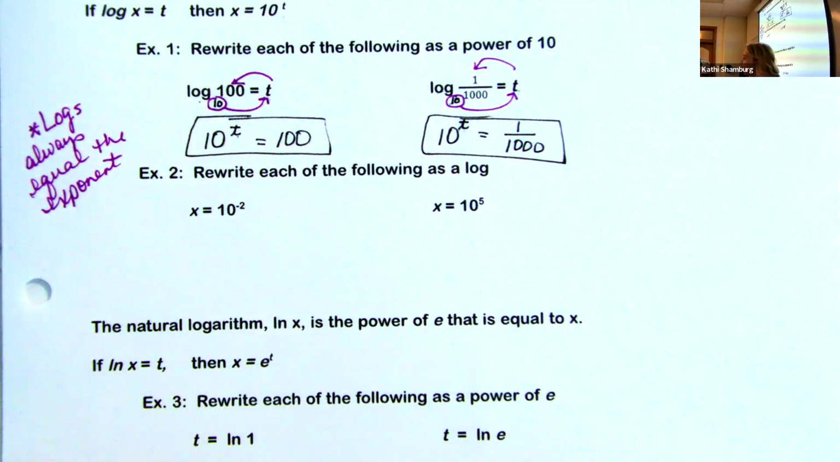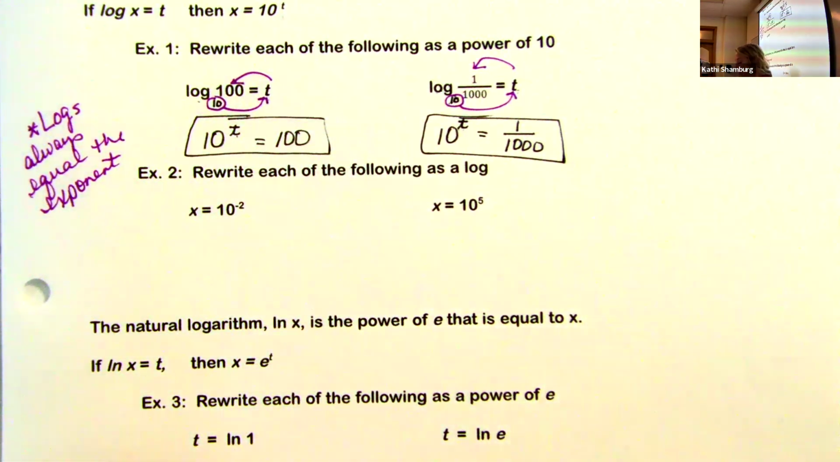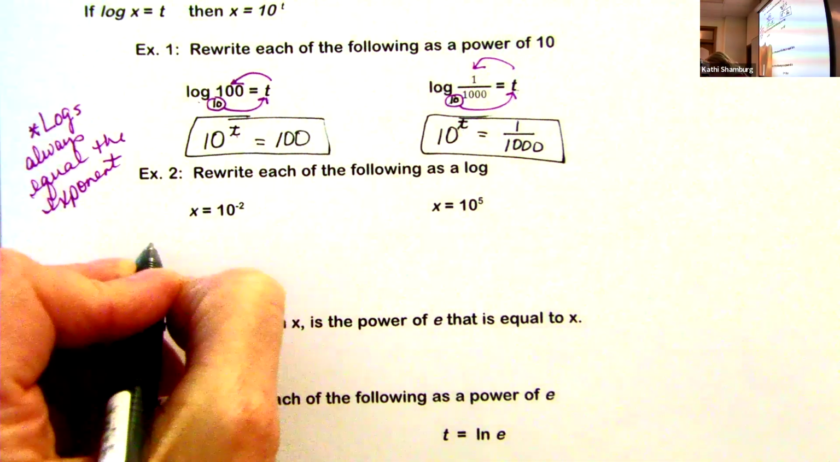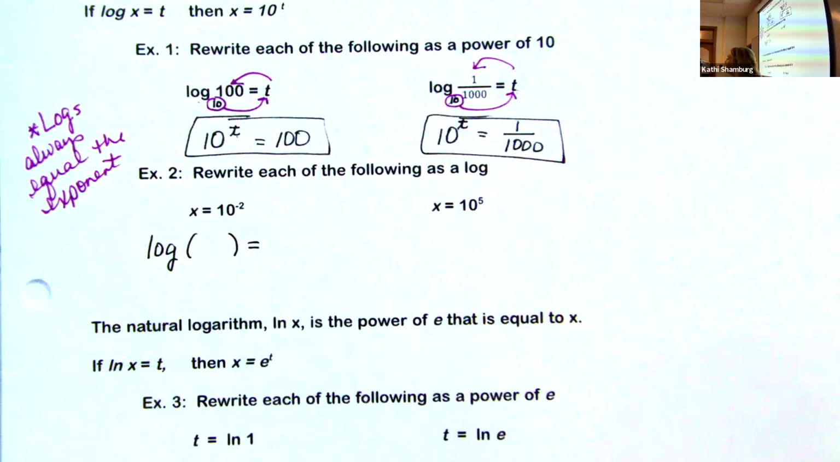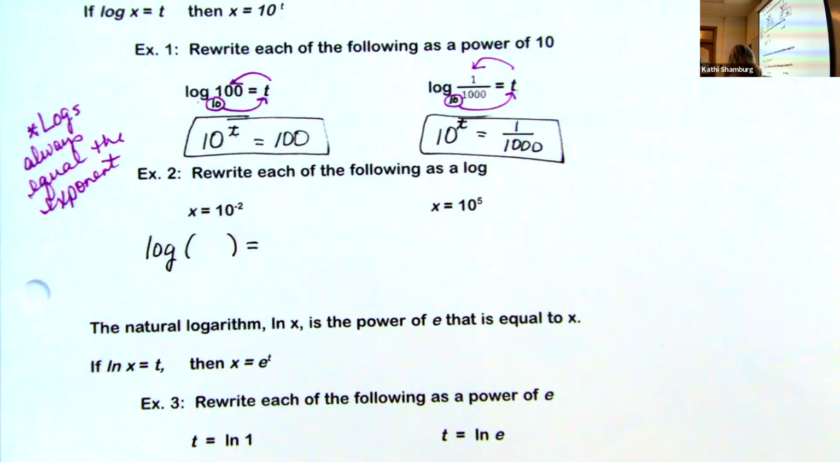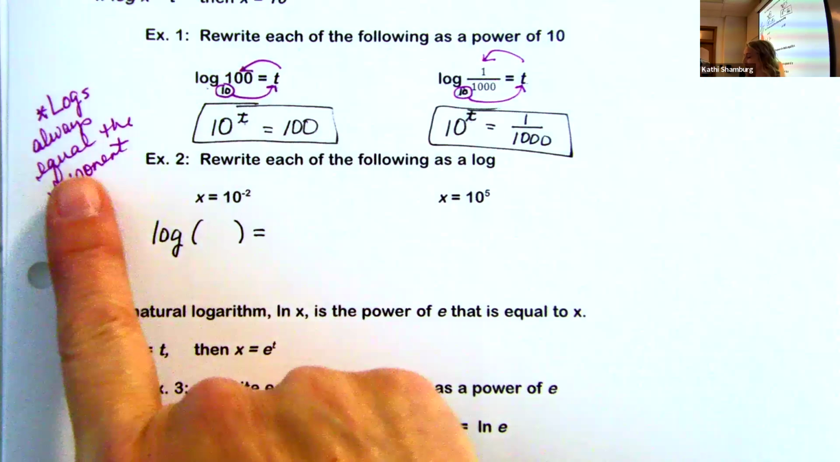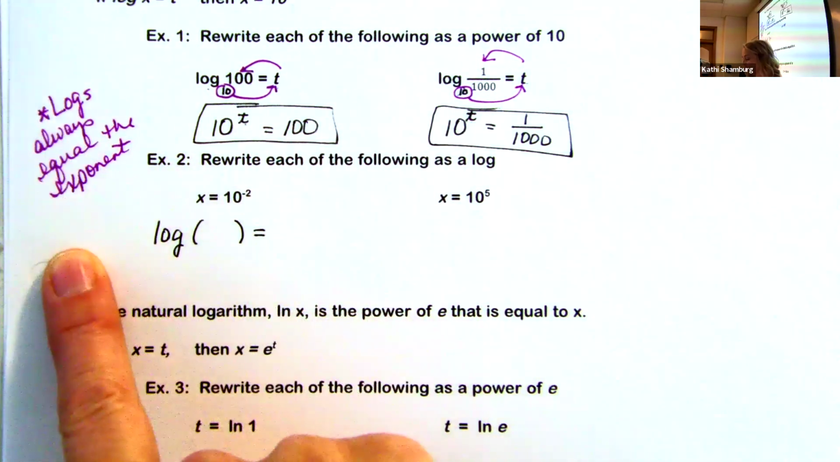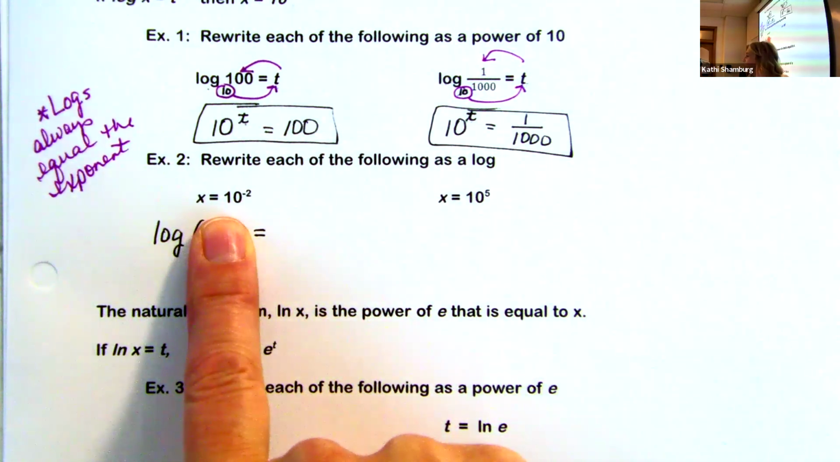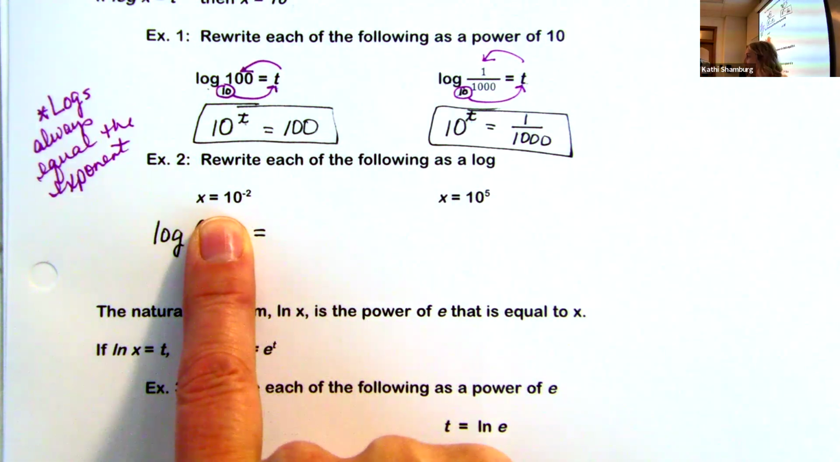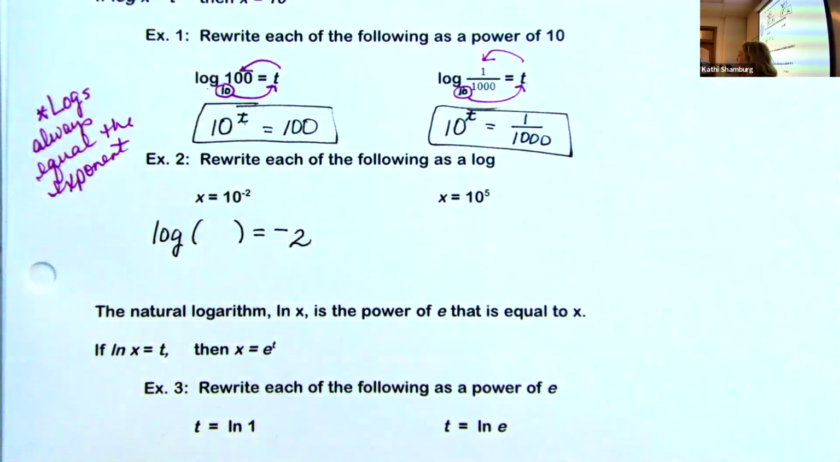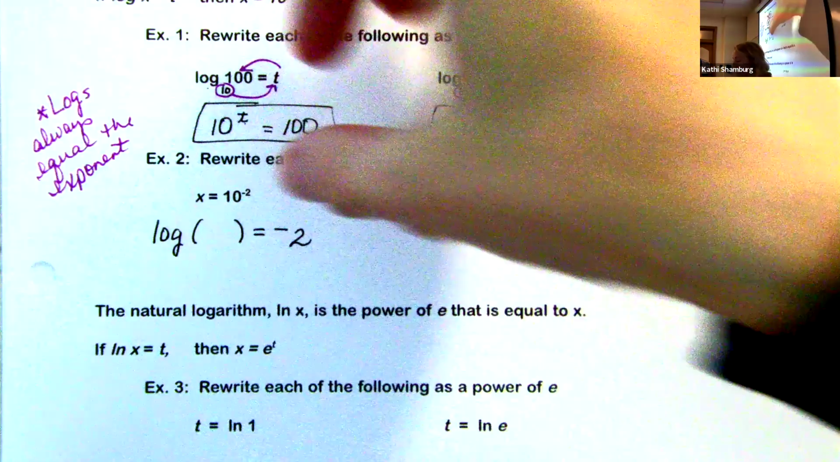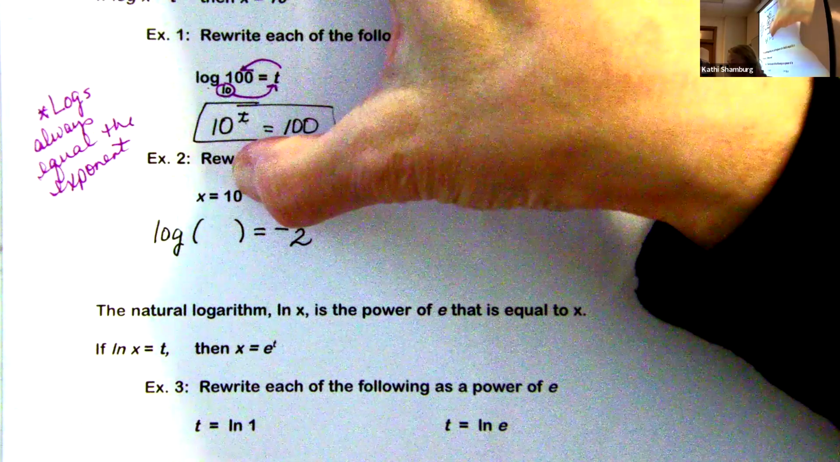it wants you to rewrite it as a log. So I know I'm going to have log of something equals something. Okay, well, I can start eliminating numbers because if I remind myself that logs are always equal to the exponent, what is the exponent in this equation? -2. So this will be equal to -2. So I've used the -2. I'm not going to put it anywhere else.